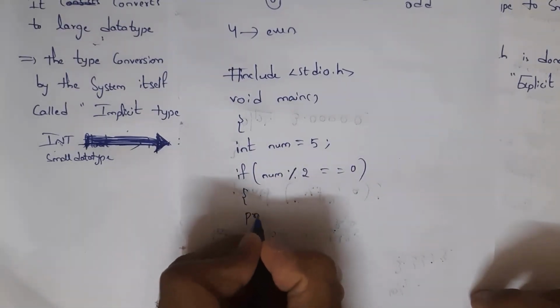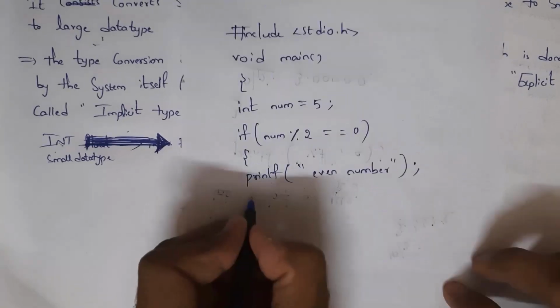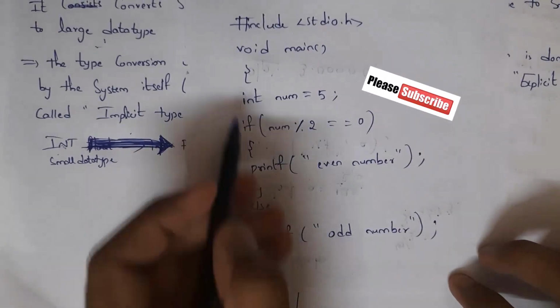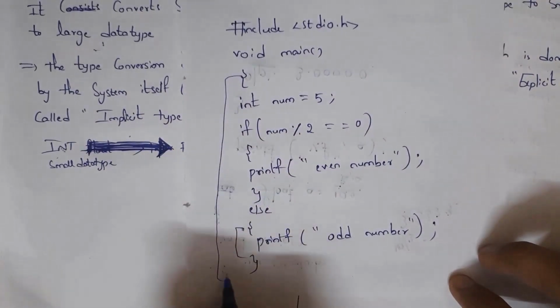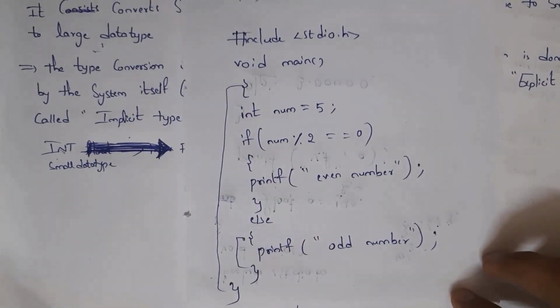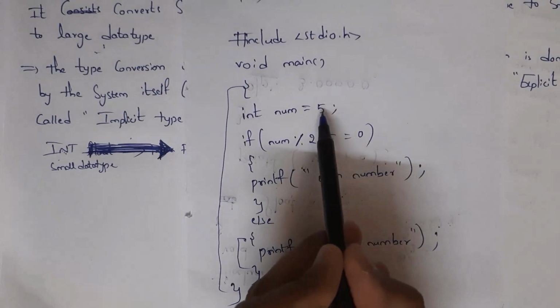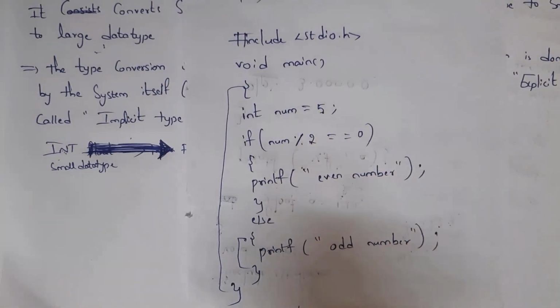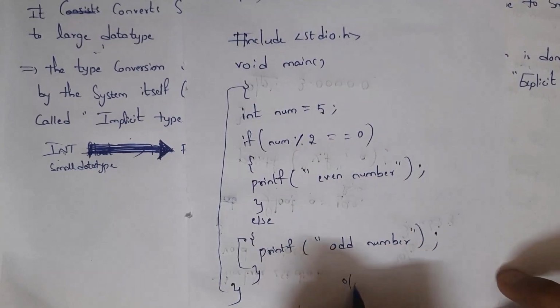So write here printf even number semicolon close bracket, else printf odd number close bracket for else, and next close bracket for main. This is the program to check whether a number is even or odd. Here if we divide 5 by 2 we will get remainder as 1, not 0. So this 5 is an odd number. So the output is odd number.